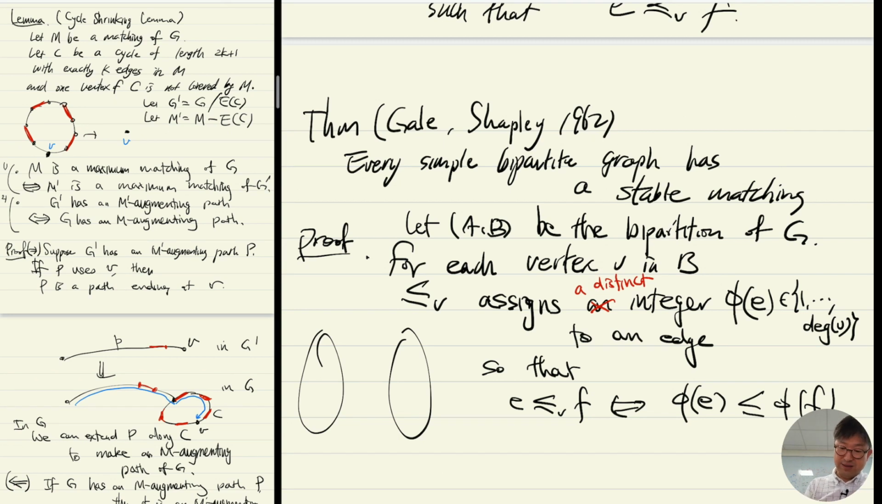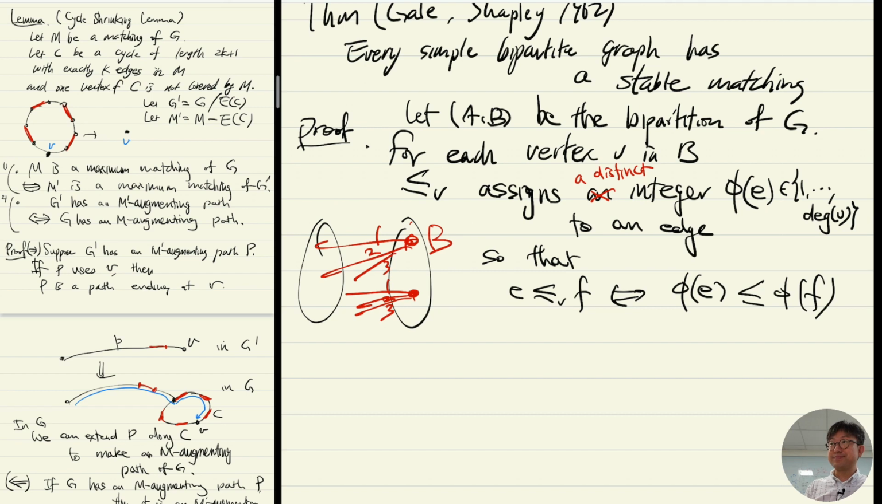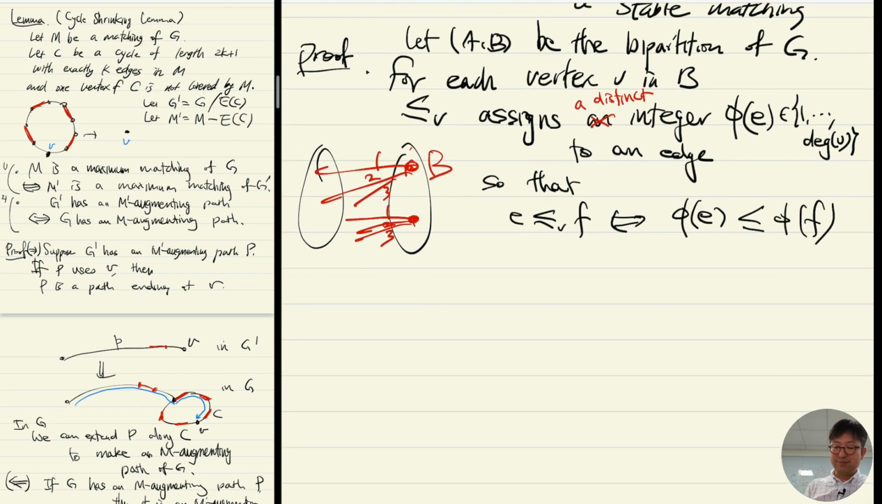Right, so in the picture it's easy, right? Every person on the right hand side, on the B side, gives a ranking of the edges based on her preference, right? So 1 is the least preferred and the degree is the most preferred. Now every edge has some number. Now I didn't yet take account of the preference on the A side.